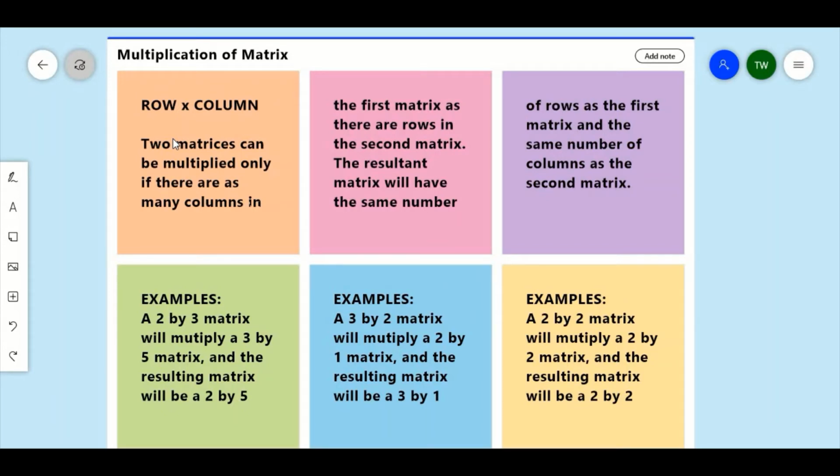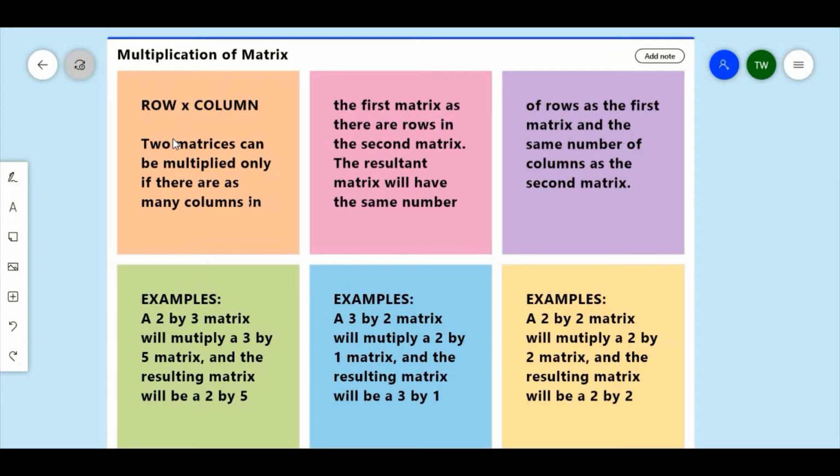In this video, what we're going to focus on is multiplication of matrices. Now, we multiply matrices by multiplying the rows by columns, right? And we also multiply the corresponding elements.